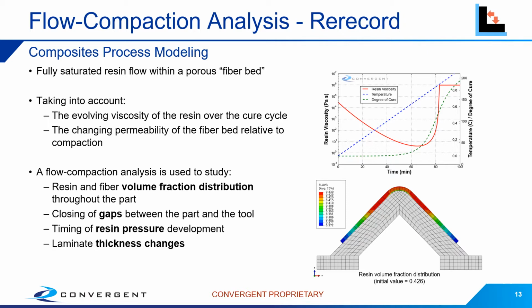And this can be used to answer such questions as, what is the volume fraction distribution? And what is the resin pressure? And what is the thickness of the laminate in the final part? And in particular, fiber volume fraction and thickness can lead to significant quality issues in your part as well. So it's important to have a good understanding of these, which we can do through the flow compaction analysis.